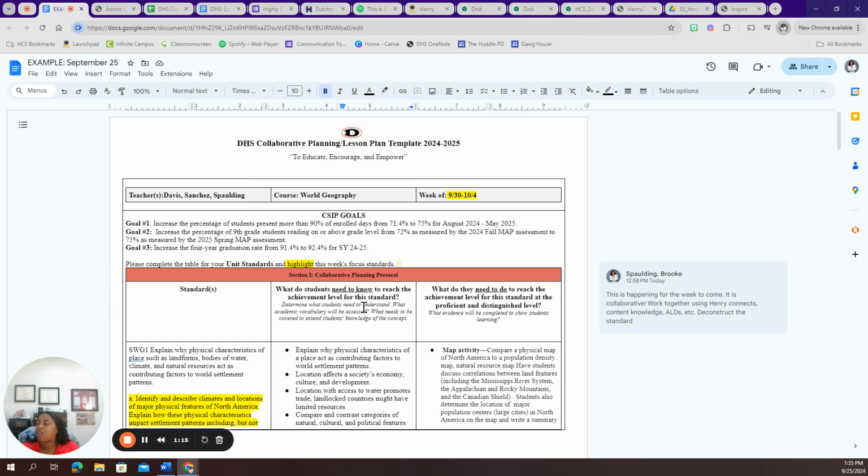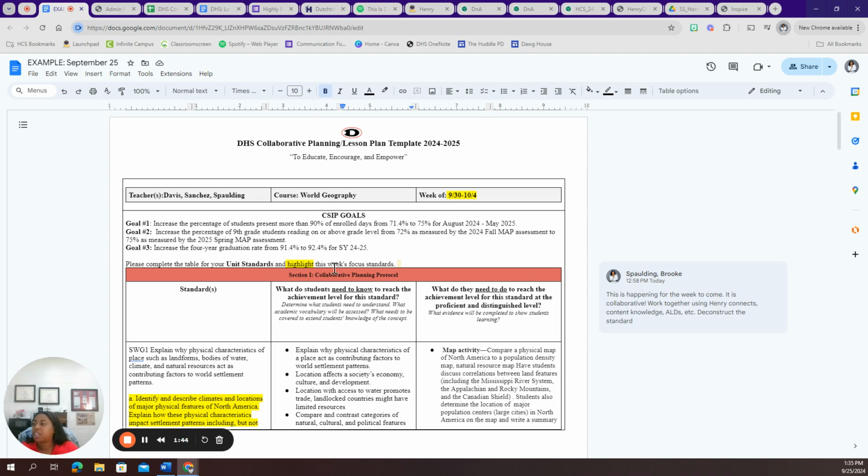Of course, we're going to start off with our CSIP goals. Goal 1 is to increase the percentage of students present more than 90%, which is our attendance goal. Our goal number 2 is to increase literacy, especially within our ninth grade academy, but all school wide. And then goal 3 is to increase our graduation rate, which we all have an active part in making sure that happens. So let's just be reminded of where our goals are and what we want the outcome to be.